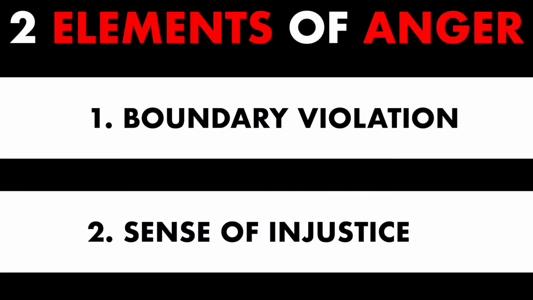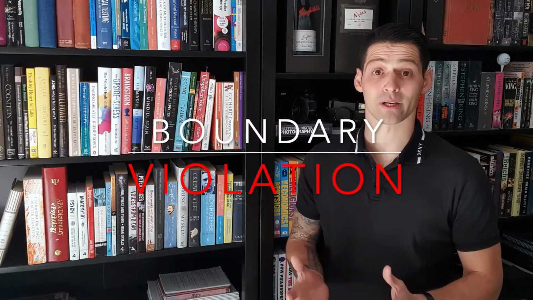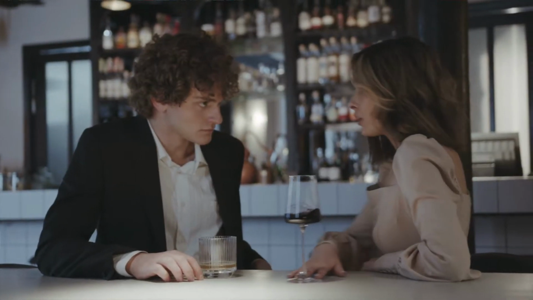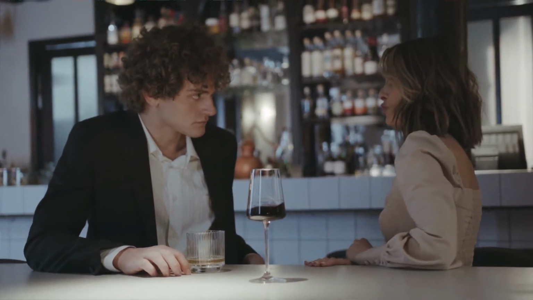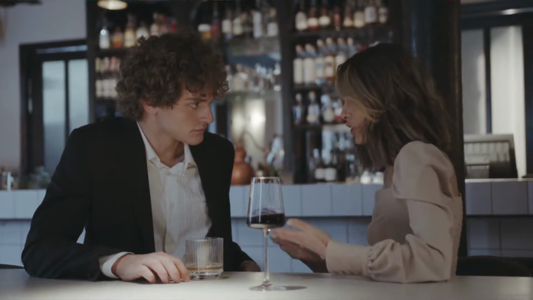So today I'm going to talk about two things when it comes to anger. First thing is a boundary violation, and the second thing is an element of injustice. How we come to understand them will determine how we react, at least from a head point of view. So let's deal with the first one, boundary violation. A person often gets angry when their boundary has been crossed.